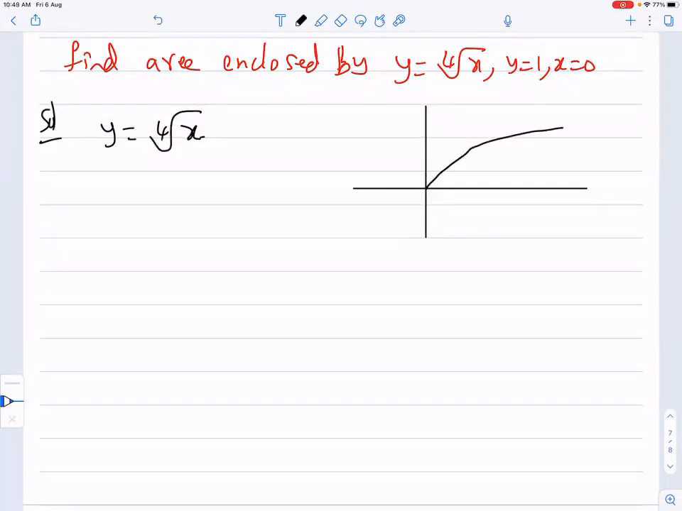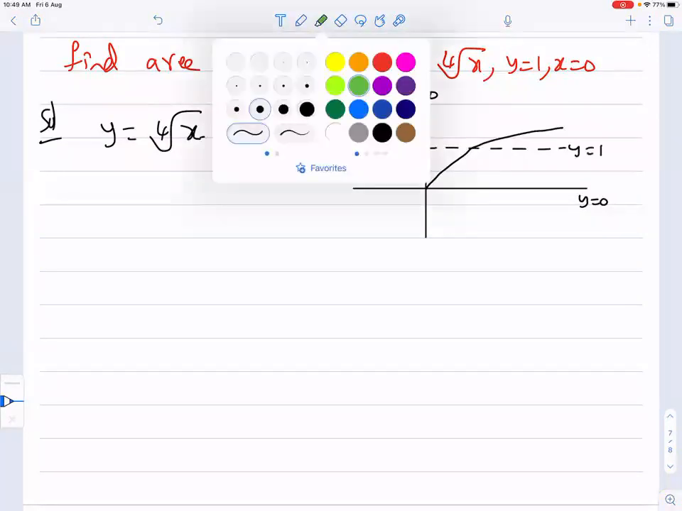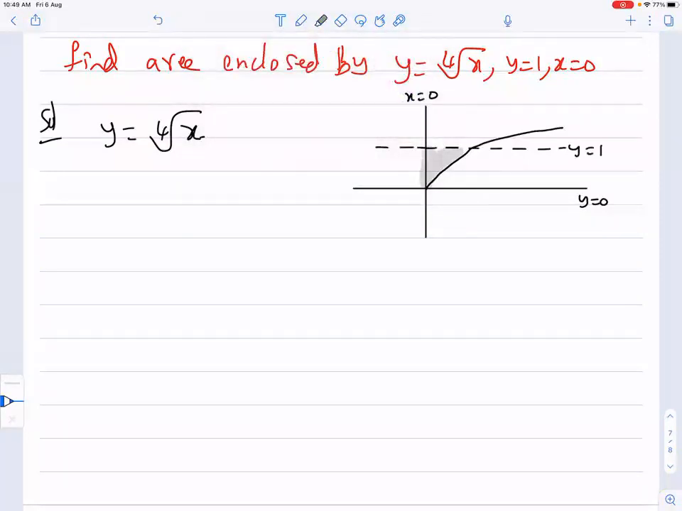And the region is between x equal to 0, y equal to 1, and the curve, in between all three. So that is this portion of the graph. Yes or no? Now what are the limits?